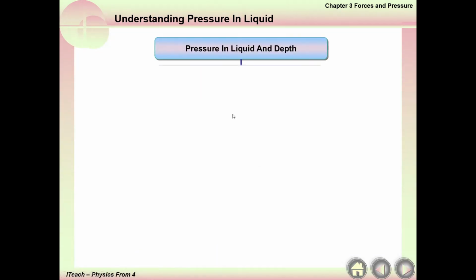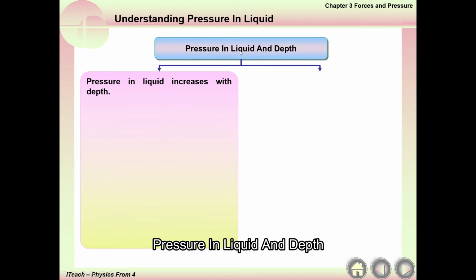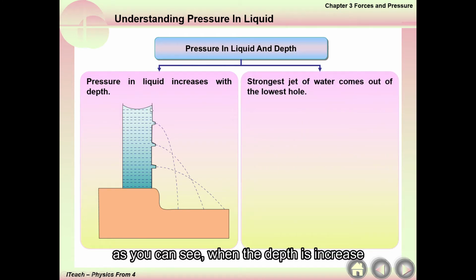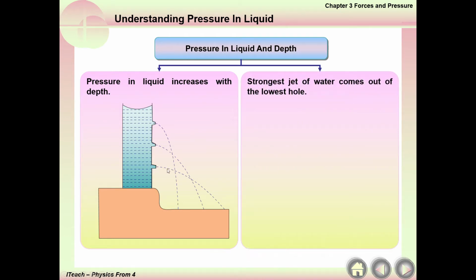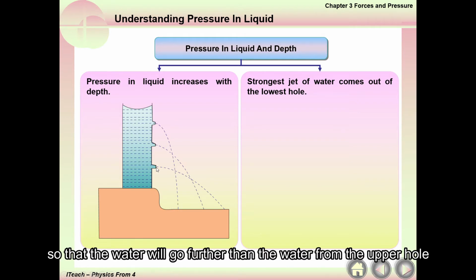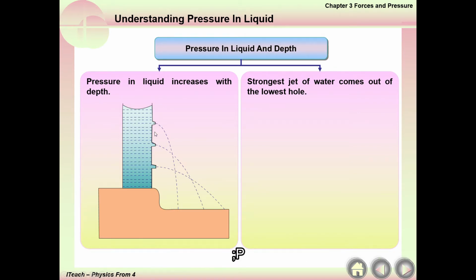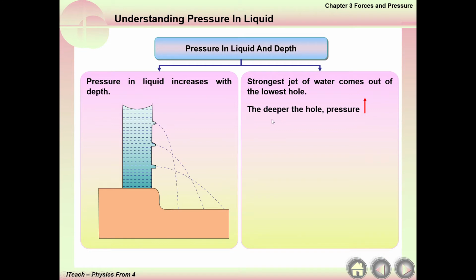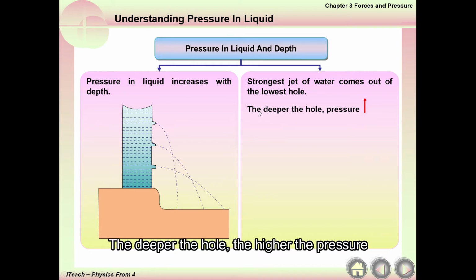Okay. Pressure in liquid and depth. Pressure in liquid increases with depth. As you can see, when the depth is increased, the pressure also increases, so the jet goes further than from the upper hole. Okay, next. The stronger water jet is the same as this. As I said earlier, the deeper the hole, the higher the pressure.